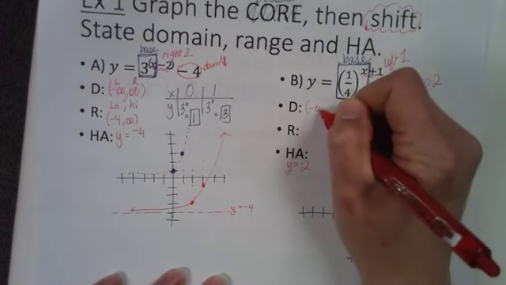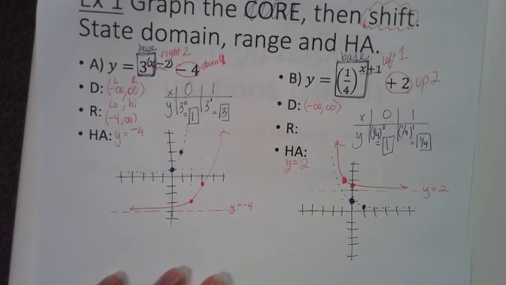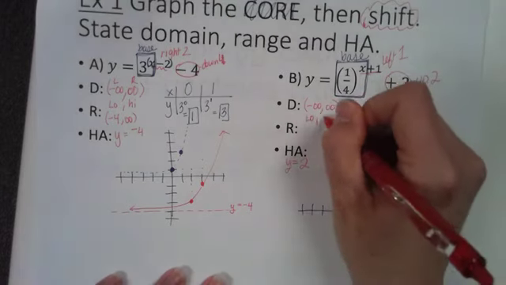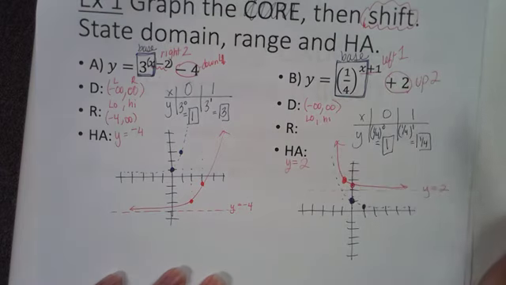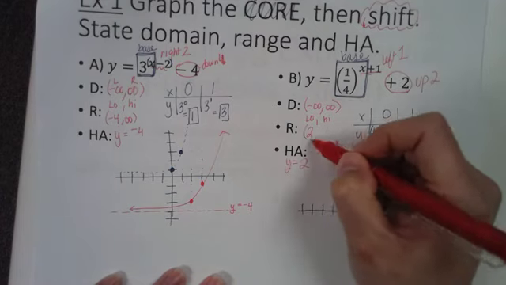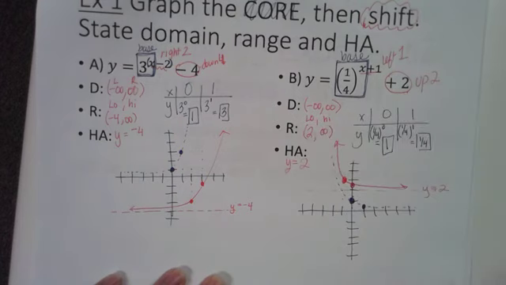The domain goes from negative infinity to positive infinity. Always, every single time. Forever left and forever right. The one you have to think about is the range. Ladies and gentlemen, how low does the red graph go? 2. How high does the red graph go? Infinity. Beautiful.